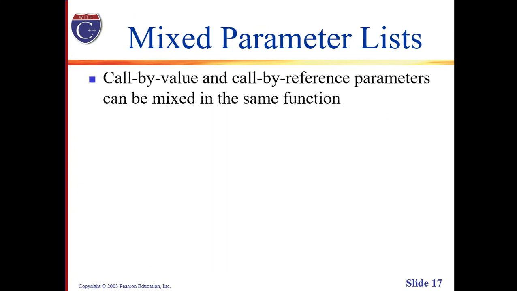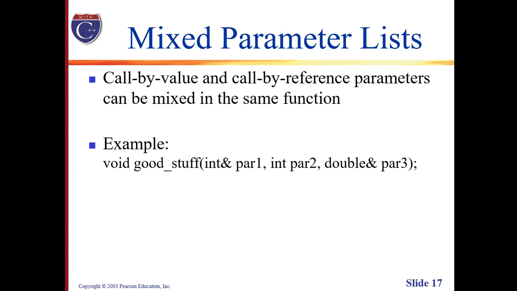Okay, let's proceed. Of course it's also possible for us to mix our parameter list. So that's where we have mixed parameter lists. In this case, call by value and call by reference parameters can be mixed in the same function. So, for example, we have the following. As you can see here, we have three formal parameters, and two of them are declared as call by reference parameters, while the other one was declared as a call by value parameter.